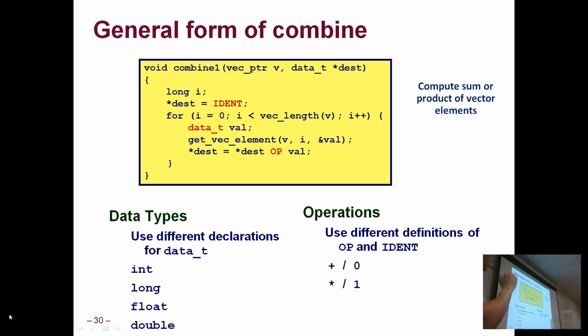Okay, so before, we had integers and we had addition. We're going to generalize this combine to talk about multiple kinds of data types, in particular ints, longs, floats, and doubles. And in the accumulation step, we're going to look at addition and multiplication. The last thing is the identity setting, because if it's addition, you'll set the destination to 0 initially, but if it's multiplication, the identity would be 1. That's the only thing we're doing in terms of setting up a combine, and we're going to compare the different implementations across the different data types and operations.